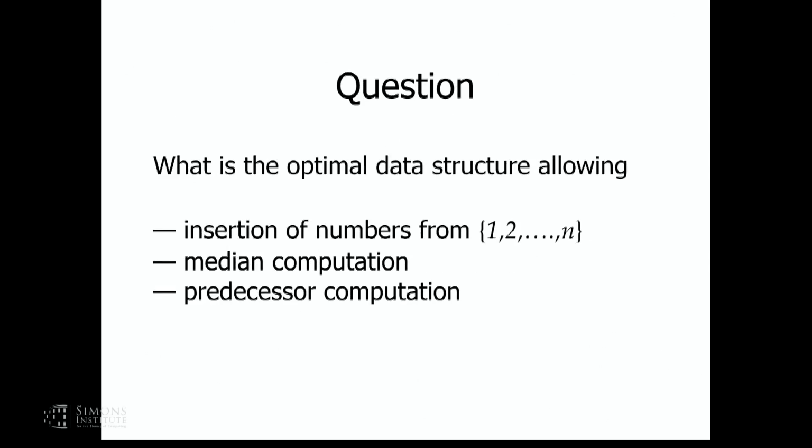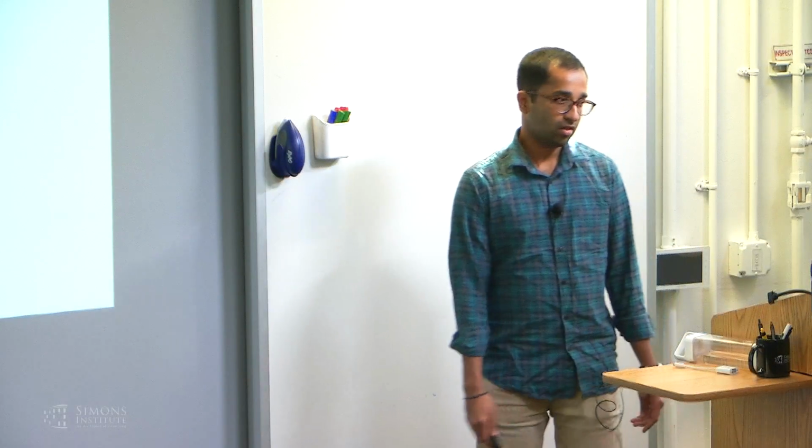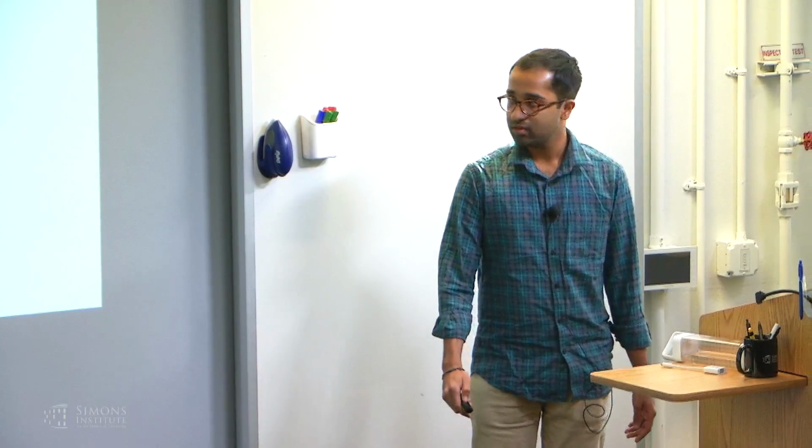The question that we're interested in is designing data structures that maintain subsets of numbers from 1 through n, and you want the data structure to support insertions and also median computation and predecessor computation. These are the operations that we're interested in, and we would like to understand what the optimal data structure is for supporting these operations.